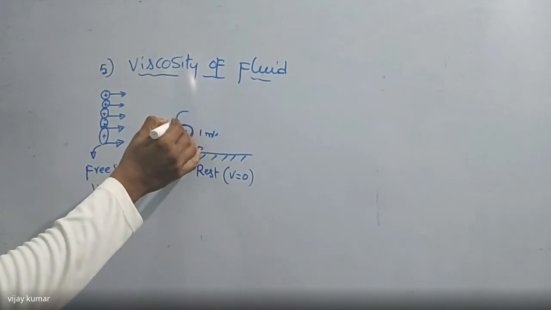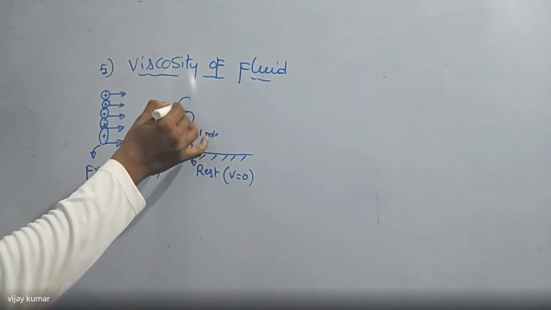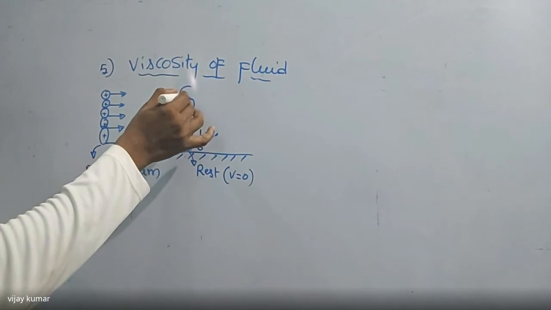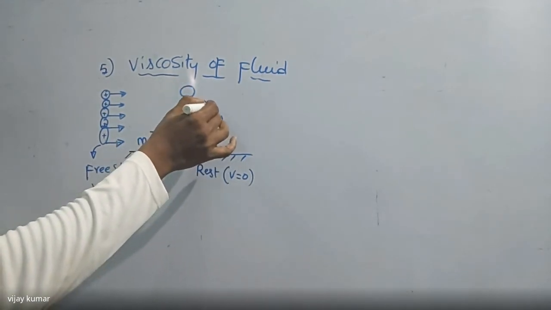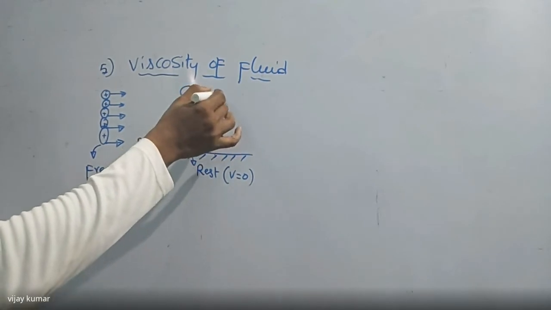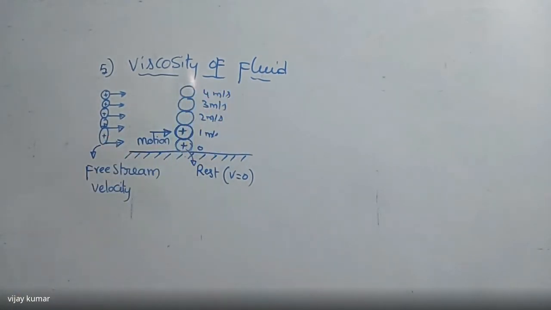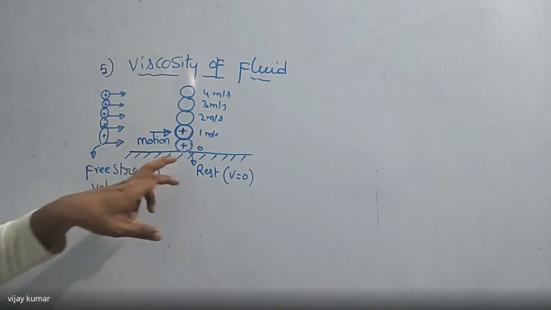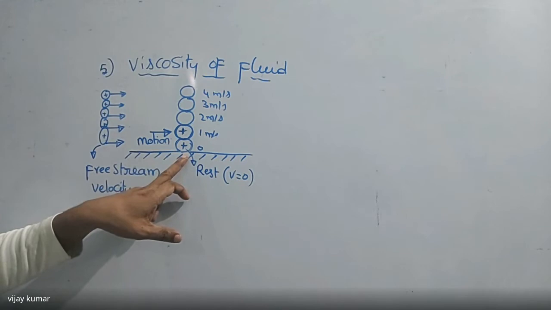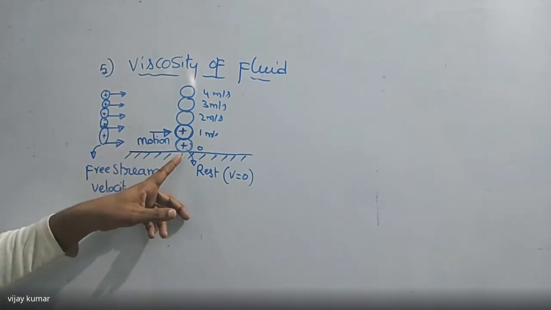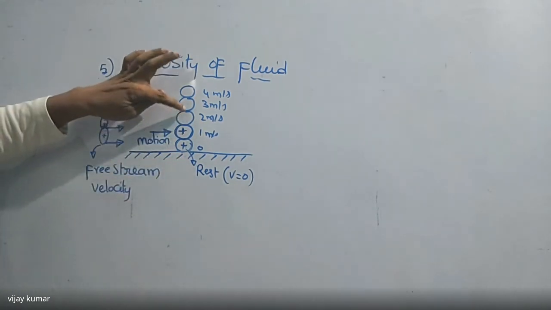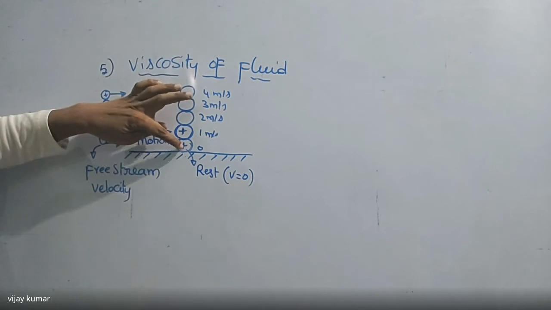If you take another particle above this, it has 2 meters per second velocity, then 3 meters per second, then 4 meters per second. Now what do you observe? At the surface of the boundary, velocity becomes zero.